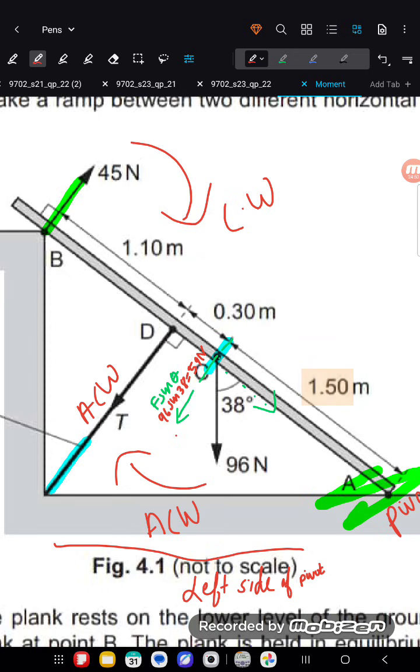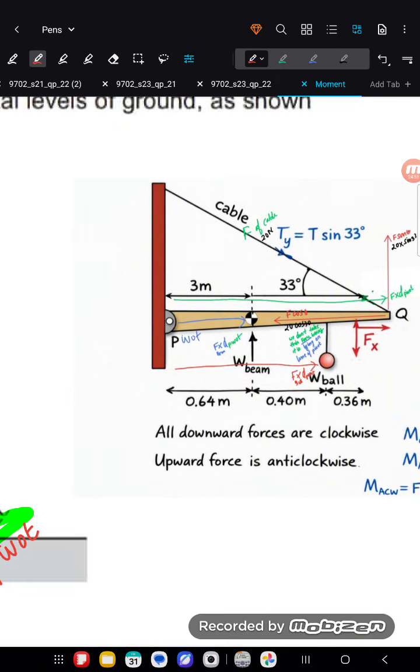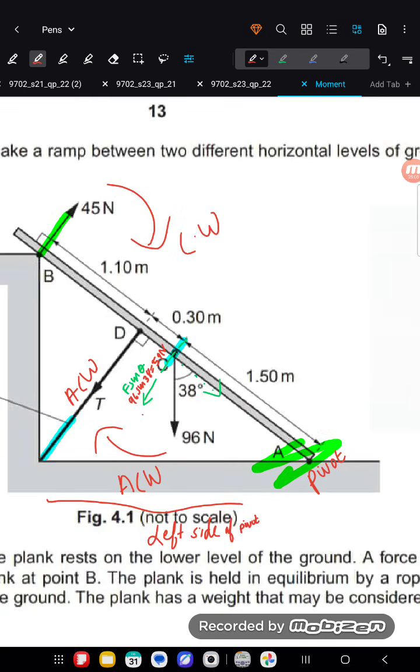Again I'm repeating, you have to identify the pivot. If the pivot is this side and all the forces are acting on the right side, then you take the downward force as clockwise and the upward force as anti-clockwise. If the pivot is this side and all the forces are acting on the left side, then the downward force is anti-clockwise and the upward force will be clockwise.